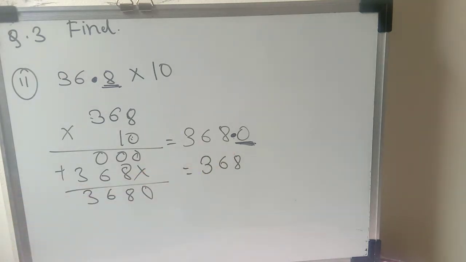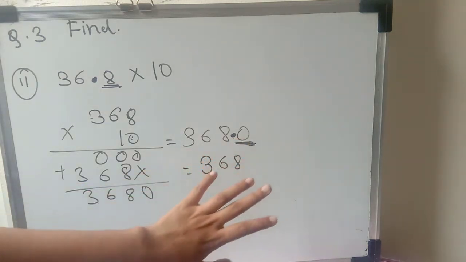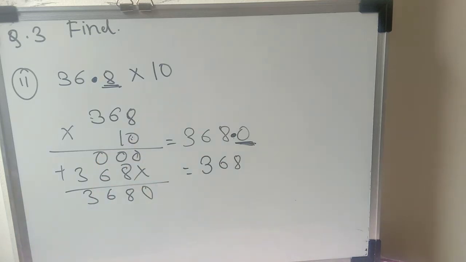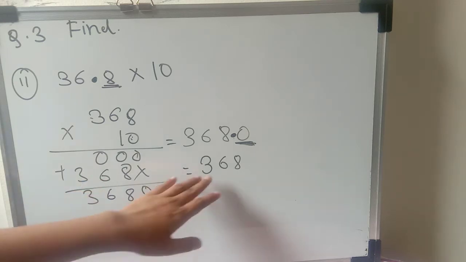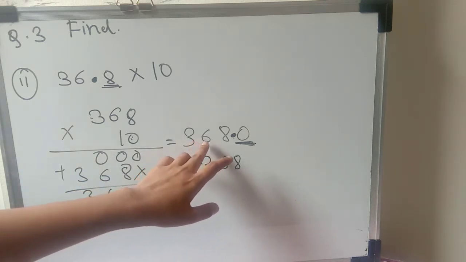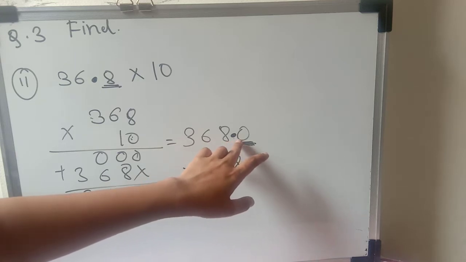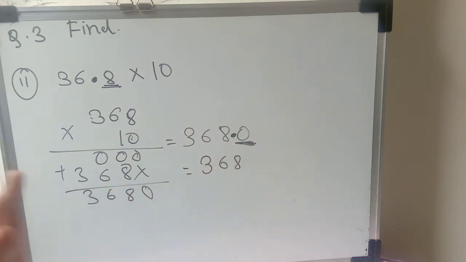Okay, after the decimal, if the 10th place has 0, then even if you don't write it, it is fine, because it has no value. 0 is there, that's why there is no value for that. So you can write, instead of 368.0, you can write 368.